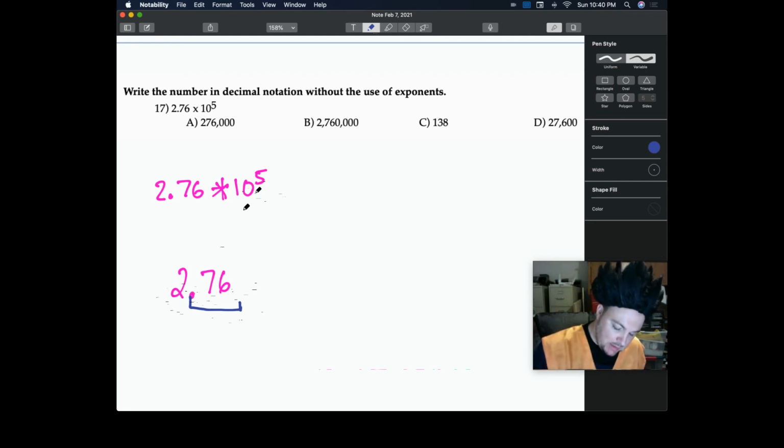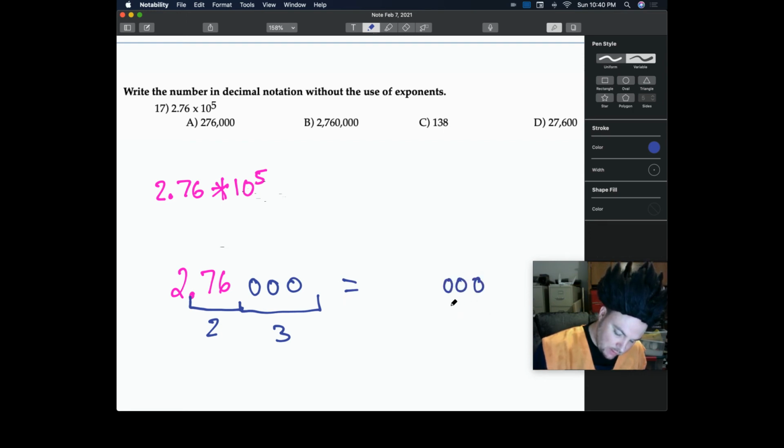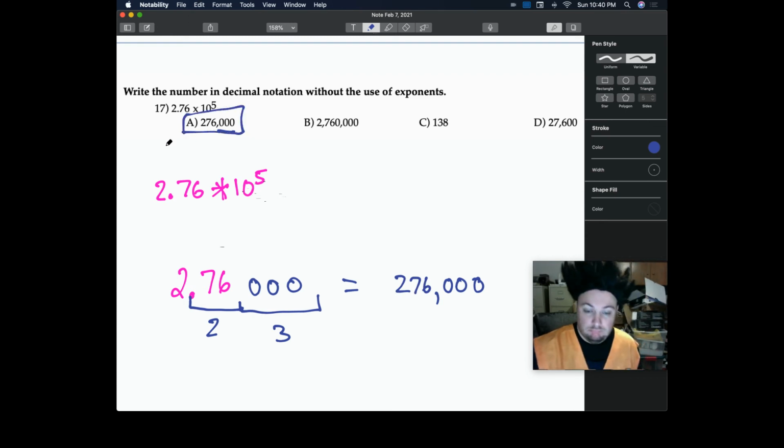Now, how many places? We're going to go 2, and then we're going to go 3 more for a total of 5. So that means this is going to have 3 zeros behind it. So the answer is going to be 276, then 3 zeros. So which one has 276 and 3 zeros? That's answer choice A. That's it.